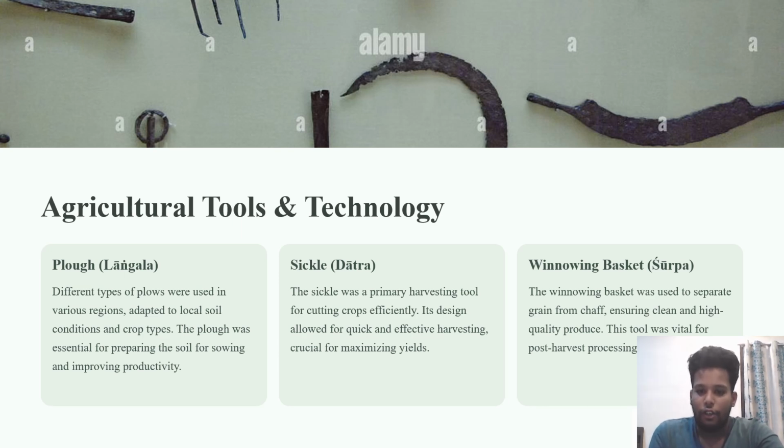Third is the winnowing basket. A winnowing basket was used to separate grain from the chaff, ensuring clean and high quality produce. This tool was vital for the post-harvest processing of crops.